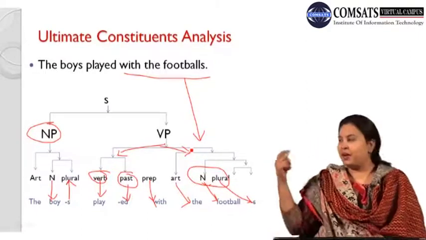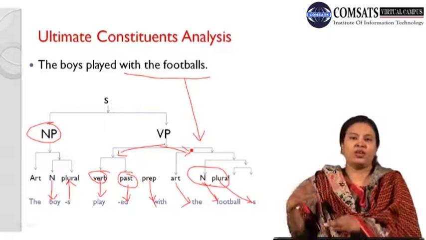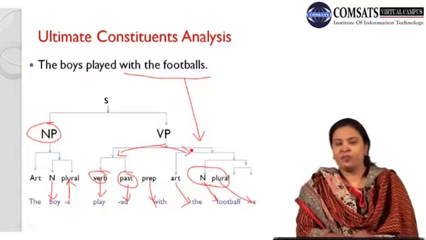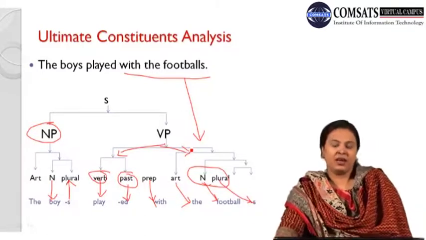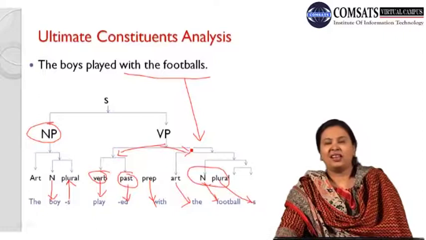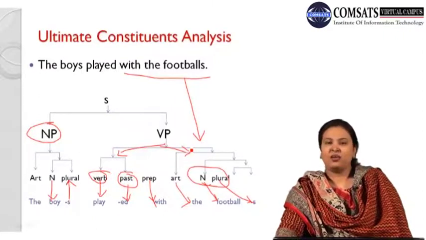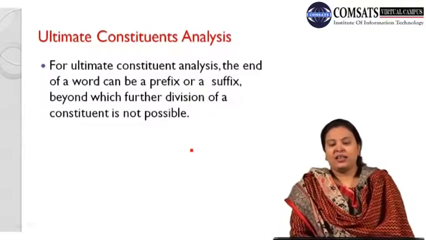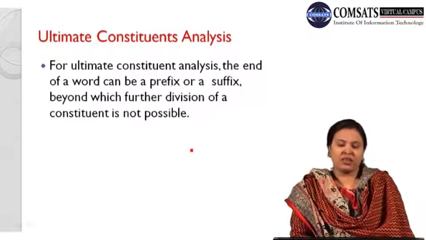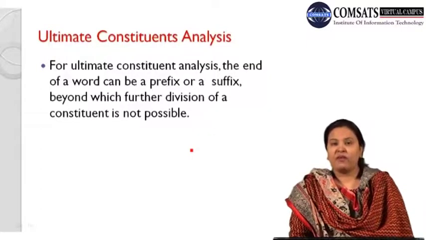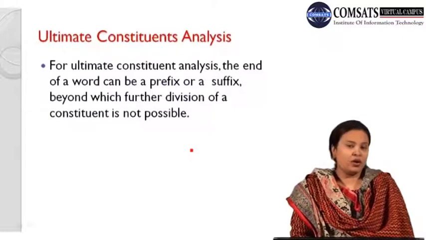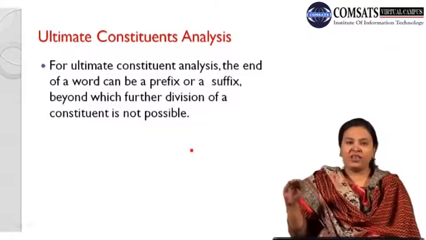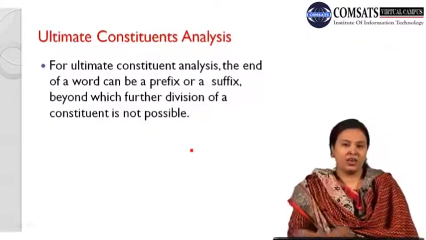Sorry, in this picture my arrows have been moved a bit to the other side, but usually you have to move on this side to get a clear picture. So this way we can have the ultimate constituent analysis till the ultimate constituents that are morphemes. For ultimate constituent analysis, the end of a word can be a prefix or a suffix beyond which further division of a constituent is not possible. Because beyond which no division is available, it is known as ultimate division.